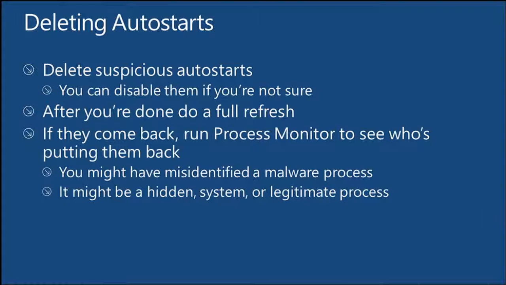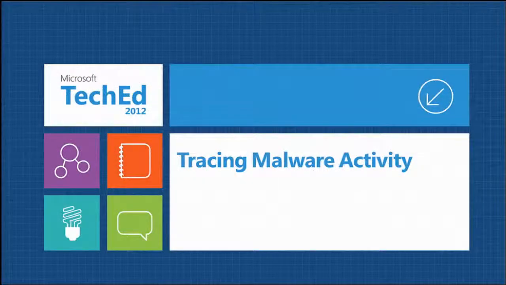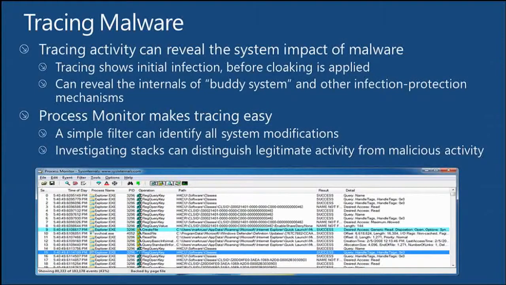Let's say that you get back to this point and try it again and it still comes back. Obviously, there's something going on that you're not able to catch using the analysis that we've just talked about. So how do you find who's putting it back? That's where you turn to tracing malware activity with Process Monitor. How many people have used Process Monitor? So quite a few of you. Process Monitor is like the old Regmon and FileMon combined with a whole bunch of other features added on top.